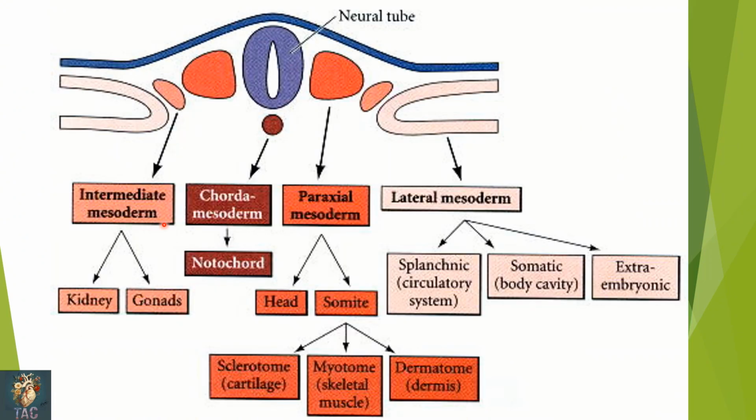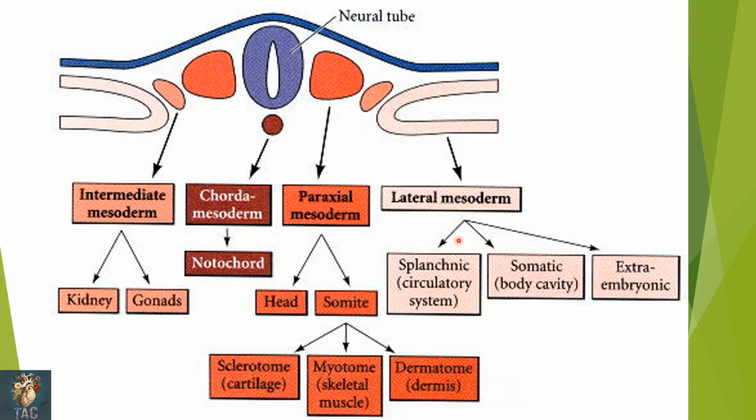Now the derivatives. The chorda mesoderm will form the notochord. The paraxial mesoderm will differentiate in the head region into somitomeres and from the occipital region caudally into the somites. These somites will form the sclerotome, the myotome and the dermatome. The sclerotome in turn will form the cartilage, the bone, the tendons and the ligaments of the area, and the myotome will form the skeletal muscle and the dermatome will form the dermis.